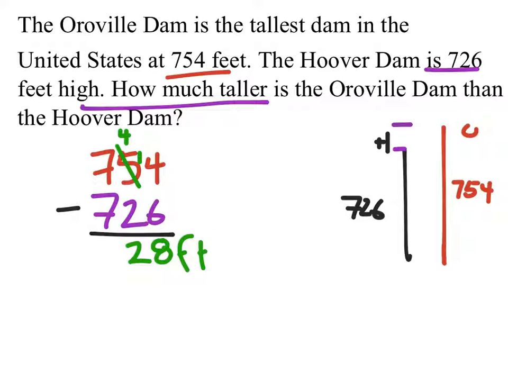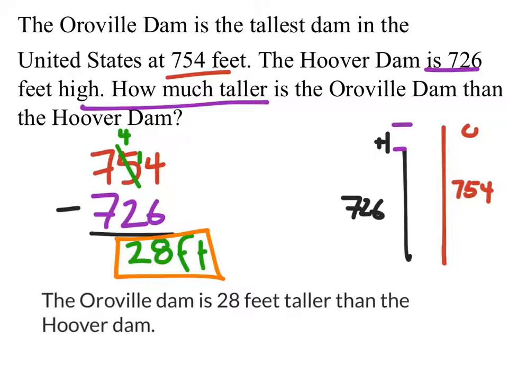which is okay as an answer. All right. However, I'm going to just write it out. The Oroville Dam is 28 feet taller than the Hoover Dam. But again, if you just wrote that as 28 feet, that's okay.